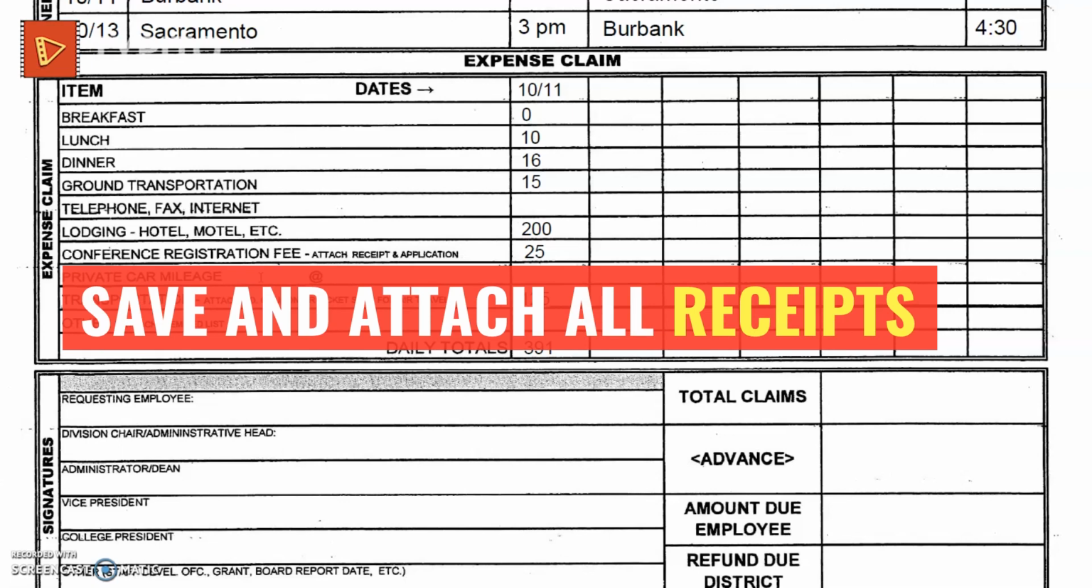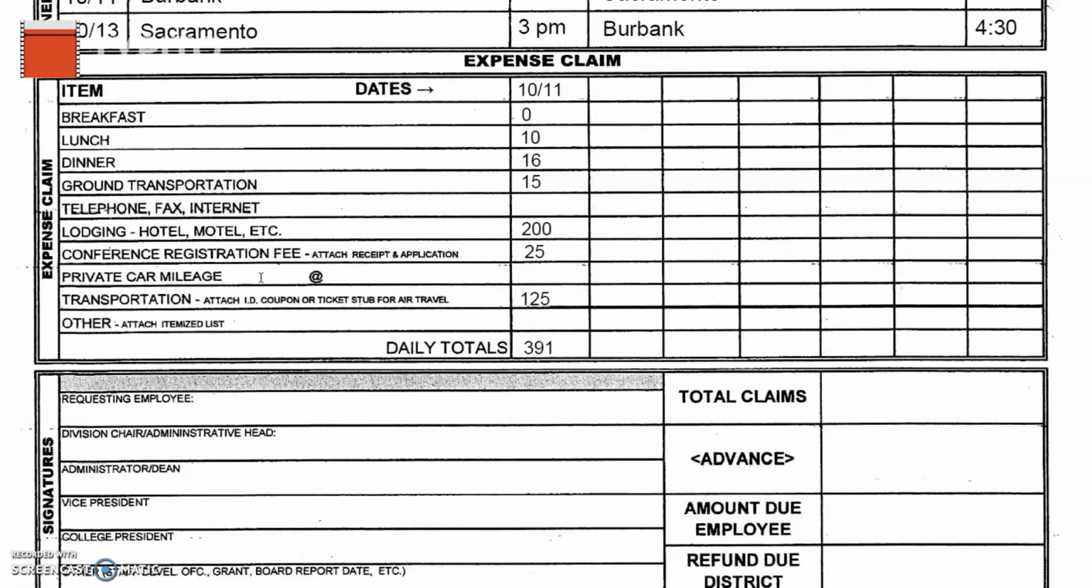All expenses for food and transportation must be accompanied by receipts. Save your receipts from every meal in order to get reimbursed, and attach the receipts to the final form submission. For mileage, you can attach a printout from MapQuest showing the route and miles driven.